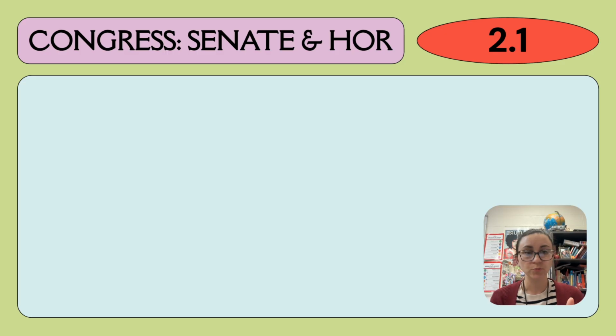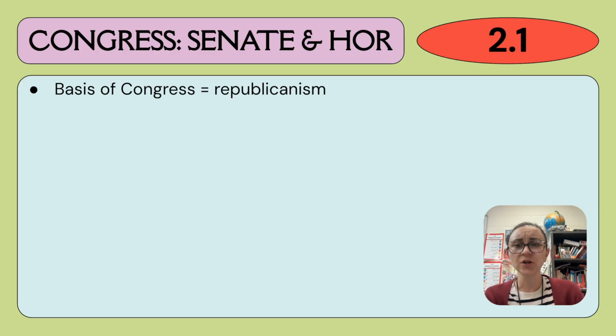So let's start with 2.1. 2.1 is the Congress, the people and offices and organizations within Congress. And so the biggest things you need to know is that Congress is made up of the Senate and the House of Representatives. You need to know the difference between those two branches. Okay? So to start out, the basis of Congress is republicanism. We elect Congress people as representatives, right? And so those representatives take the form of republicanism in the United States.